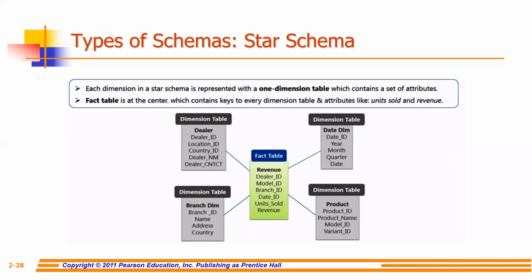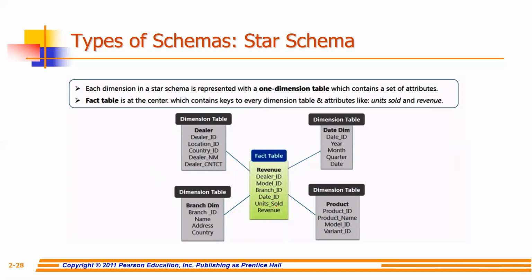The dealer ID is connected with the dealer table, and the model ID is connected with the model dimension. The model name, the model ID, the model information is stored in a dimension table, which is known as a model dimension. The branch data is stored in a branch dimension. The branch dimension contains the name of the branch, the code of the branch, and the location of the branch. So these are the different attributes of the branch. These attributes are stored in another dimension table, which is known as the branch.